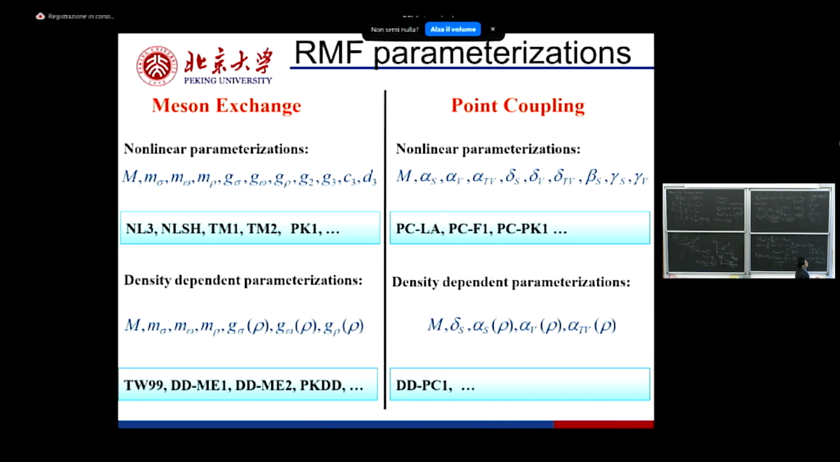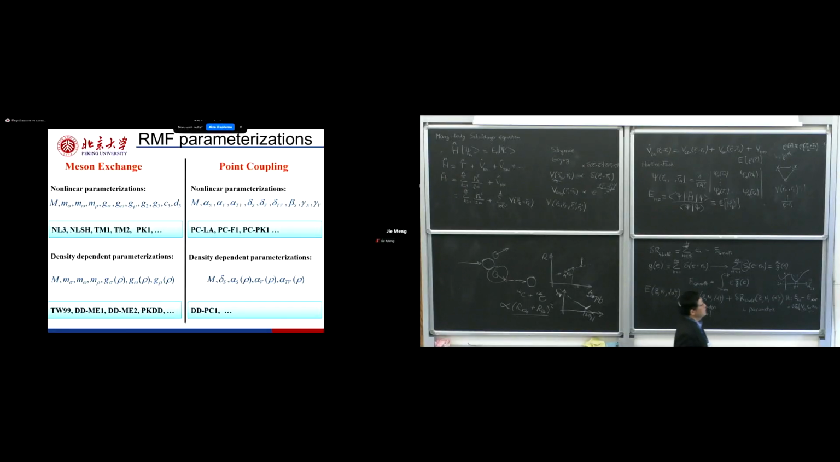For the meson exchange, at maximum we have the nucleon mass, sigma, omega, rho meson, this is the coupling constant, and this is the nonlinear coupling of the mesons. And among them, you see the nucleon mass we know from experiment, and also the omega and rho mesons we know from experiment. And for the nonlinear coupling, we don't have to take into account so many of them. So roughly, we have 19 parameters for the meson exchange. So popular in the market, what is normally used is NL3, NLSH, TM1, TM2, PK1, and so on.